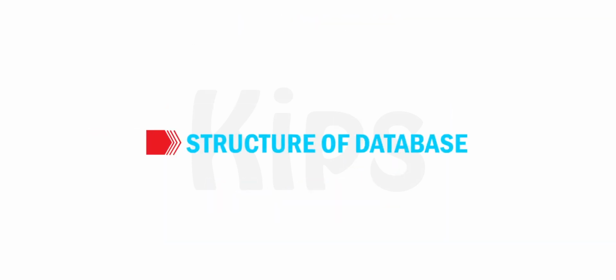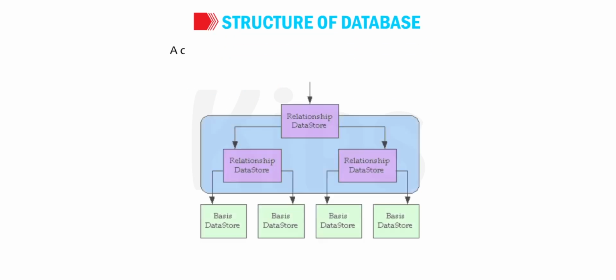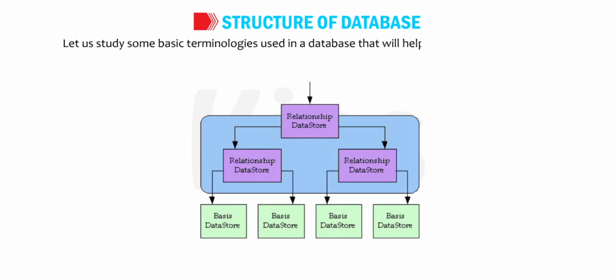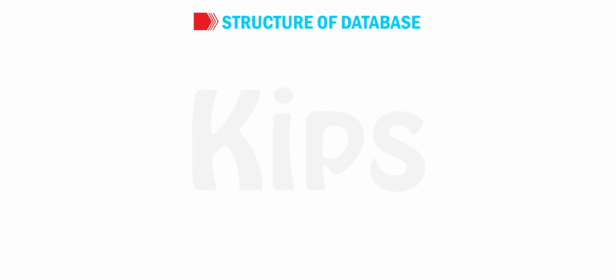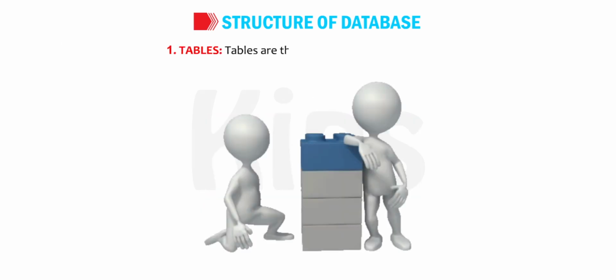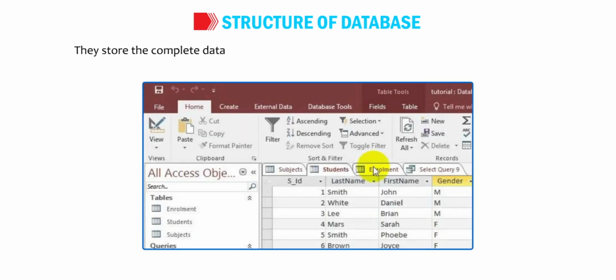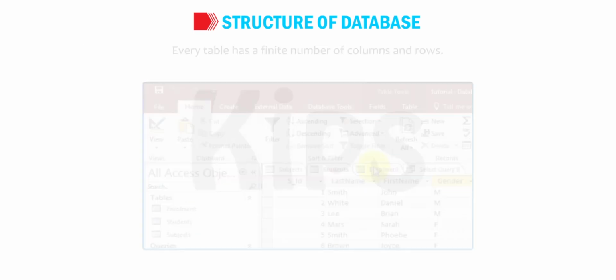Students, let us understand the structure of a database. A database contains a specific structure to store data. Let us study some basic terminologies used in a database that will help us in getting acquainted with the functioning of a DBMS. Number 1. Tables. Tables are the building blocks of a database. They store the complete data in a structured manner, that is, in the form of rows and columns. Every table has a finite number of columns and rows.